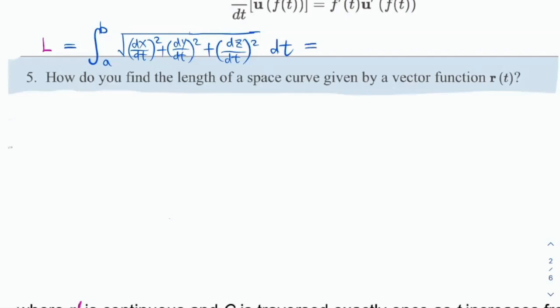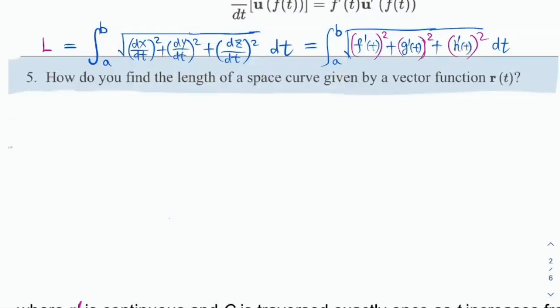Another way to put this, from a to b, okay? Now, if the x here is expressed as a function of t, and that function is f, then you can put it as f prime of t, and then you square this, and the whole thing under the square root, dt. So if x is equal to f of t, and y is equal to g of t, then this will be g prime of t, and this is going to be, say, h prime of t, if z is h of t.